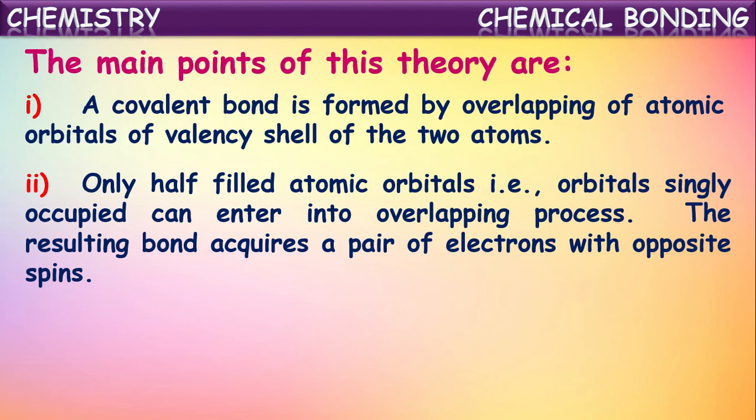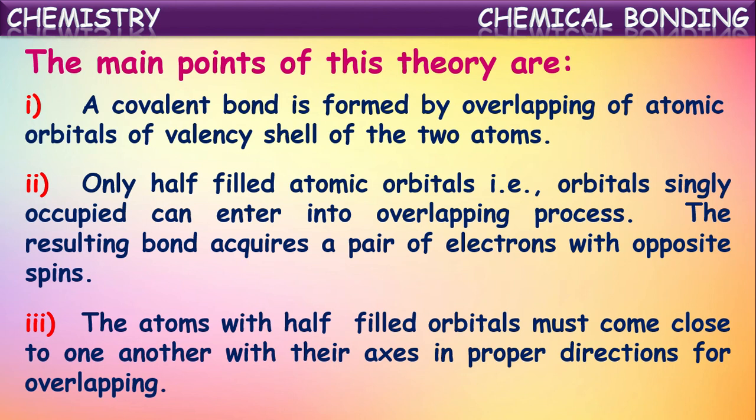The resulting bond acquires a pair of electrons with opposite spins. So initially, both the atomic orbitals will be having a single electron with might be the same spin. But when two atoms approach each other, while this overlapping is occurring, those electrons will be paired with one electron with clockwise spin, another electron with the anti-clockwise spin. In this way, they make a pair of electrons with opposite spins. This electron pair formed here will be attracted by the nuclei of both the atoms, and hence a bond is created between them, that we say as a covalent bond.